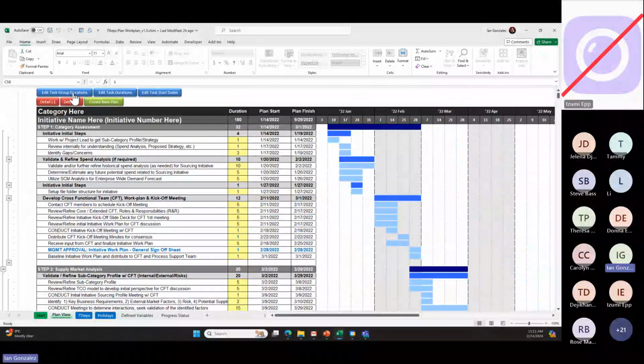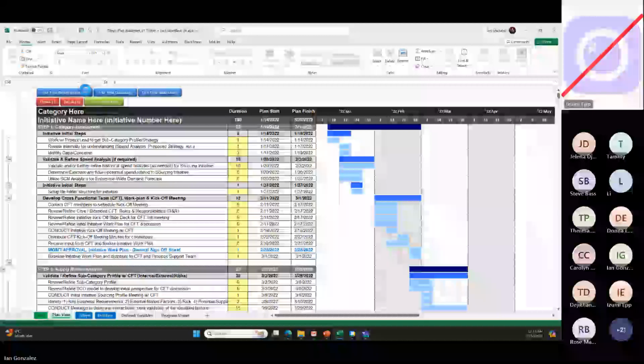And then finally, I can change the duration of an entire task group. I don't know why you would do this, but for argument's sake, I'll click that button and it happens.